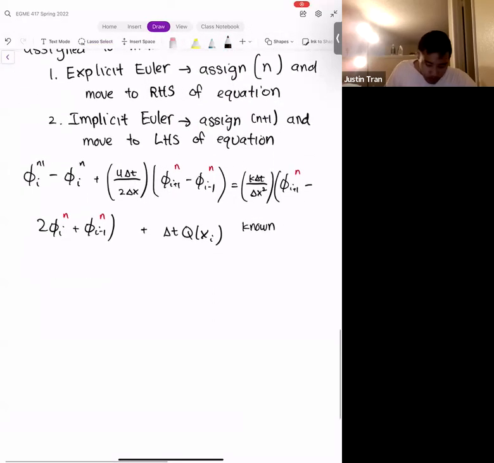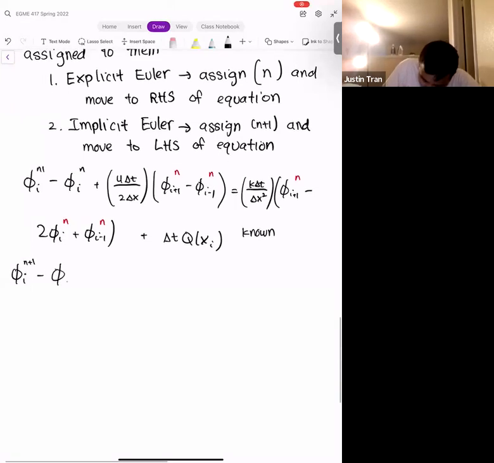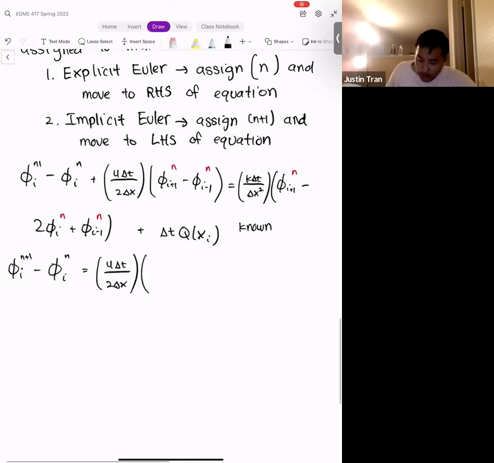And so let's go ahead and work on that. We have phi i at n plus 1 minus phi i at n. Everything here, we're going to move to the other side. So I'm going to put an equal sign here. It'll be u delta t divided by 2 delta x. We're going to subtract both of these two terms, and when you subtract them, their signs are going to invert. So we have phi i minus 1 at n minus phi i plus 1 at n.